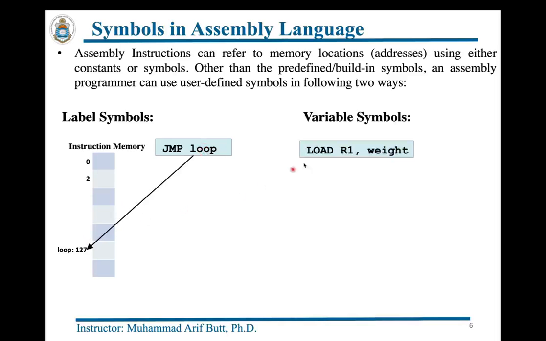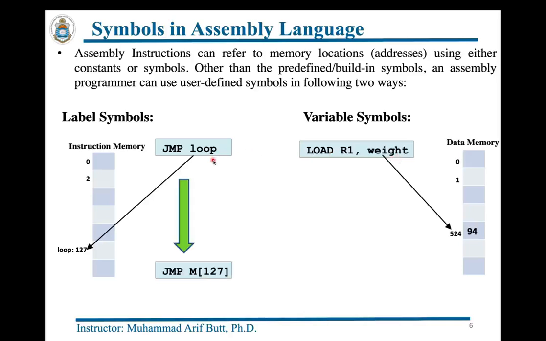The second category are the variable symbols. For example, once again, consider this generic assembly instruction, which when executed will load the value of the variable named weight inside the CPU register R1. And variable weight is actually a named memory location inside the data memory. Dear students, before an assembler generates the machine code, it needs to replace these symbols with appropriate addresses. For example, the symbol loop needs to be replaced with instruction memory address 127. Similarly, the symbol weight needs to be mapped or replaced with the data memory address 524.